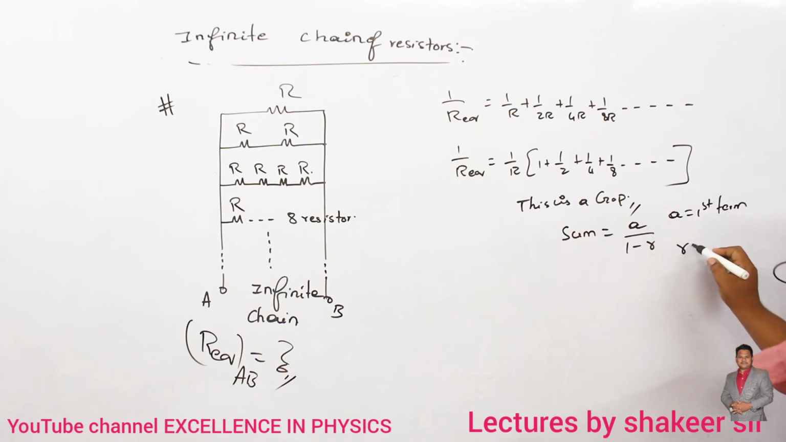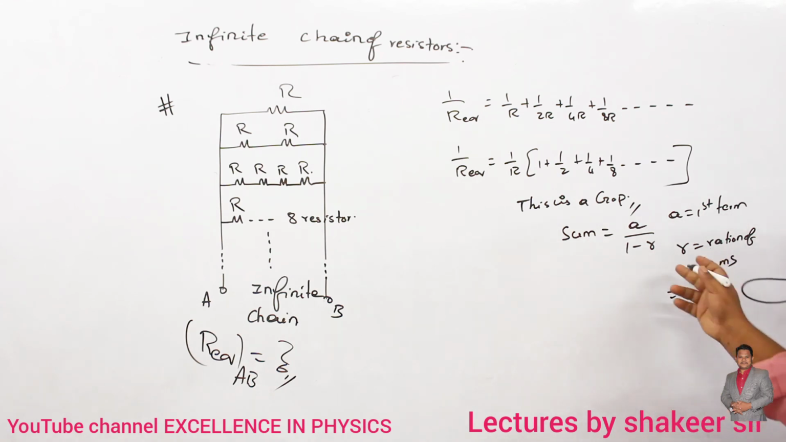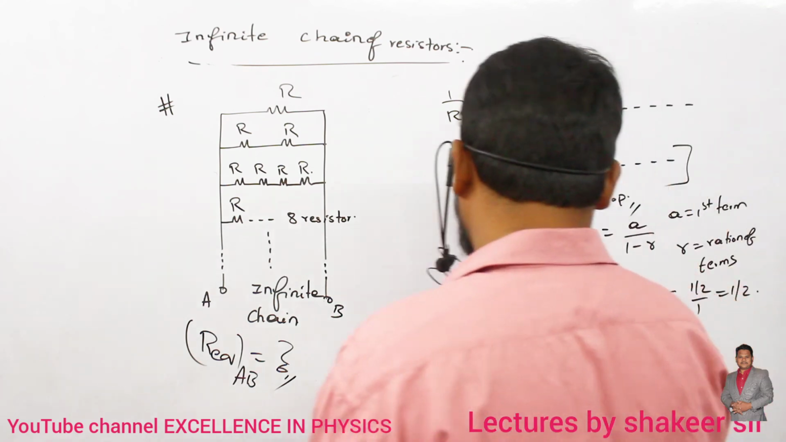Clear? r is the ratio of terms. What is meant by ratio? Common ratio, I can call this. So common ratio is nothing but second term divided by first term. So 1 by 2 divided by 1 is equal to 1 by 2. Now just substitute in this relation. So therefore, what is the sum?